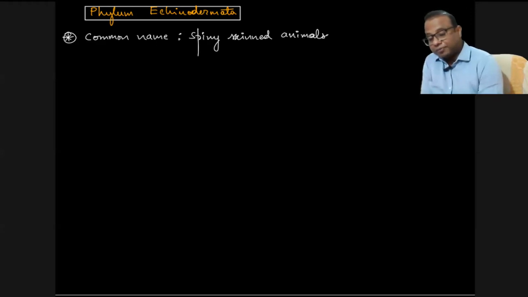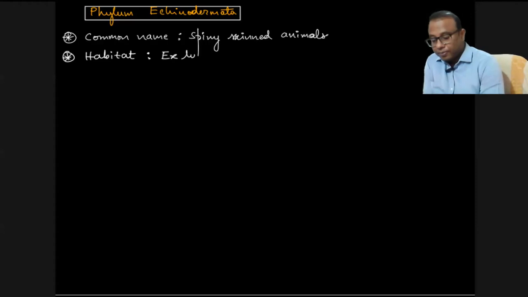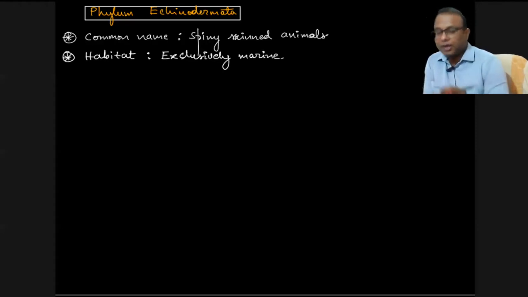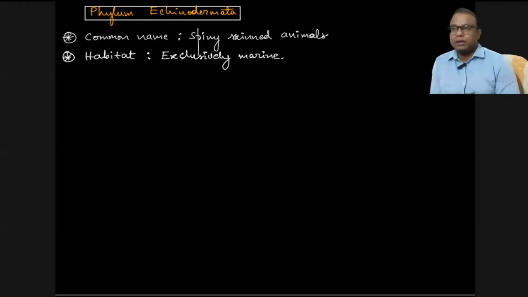Now what is their habitat? Habitat is they are exclusively marine. So generally, as you move from porifera to higher phylums like arthropoda, they start to become terrestrial. But here, mollusca and echinodermata, these phylums are still aquatic. And in that also, echinodermata is exclusively marine. At least some molluscans are terrestrial, whereas echinodermata is completely aquatic and exclusively marine. So that is one of the peculiarities of phylum Echinodermata.